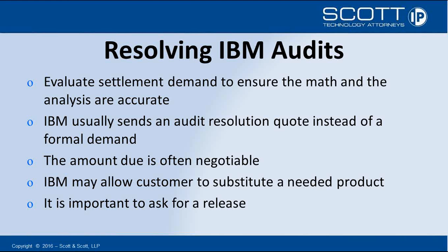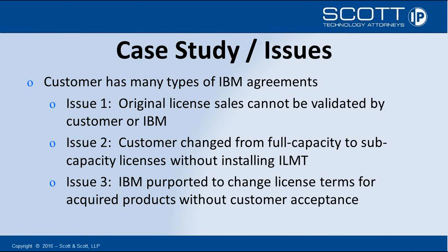One common example of this problem is my clients will get a release and then continue to use subcapacity license agreements, subcapacity licensing rules, without installing ILMT. And that puts them immediately in a jeopardized position because ILMT is still required. Because they got a release for their past use of the products without ILMT does not mean that they've revised their license agreement to absolve them of the responsibility of using ILMT in the future. And so it is very important for all IBM audit targets to make sure in the resolution that your go-forward documents eliminate the disagreements that the customer has with IBM and also release the customer from any liability that they may have had with IBM.